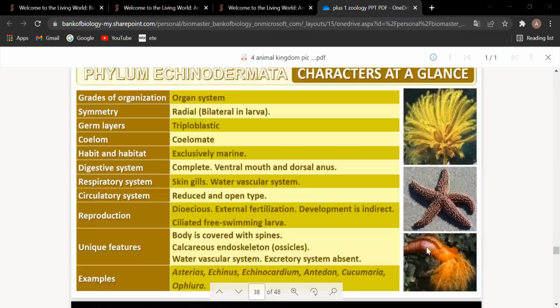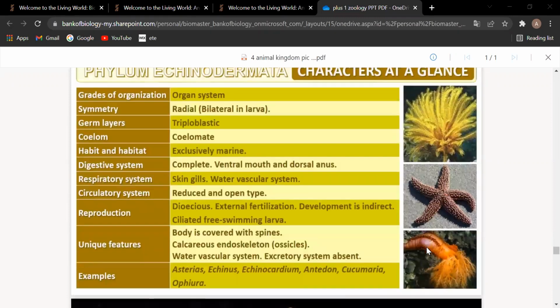Characteristics at a glance of Echinodermata as well. Germ layers, grades of organization, organ system, symmetry: radial, bilateral in larvae. Germ layers: triploblastic. Coelom: coelomate. Habitat exclusively marine. Digestive system is complete with ventral mouth and dorsal anus. Circulatory system reduced and open type. Reproduction: dioecious with external fertilization. Development is indirect. Ciliated, free swimming larvae.